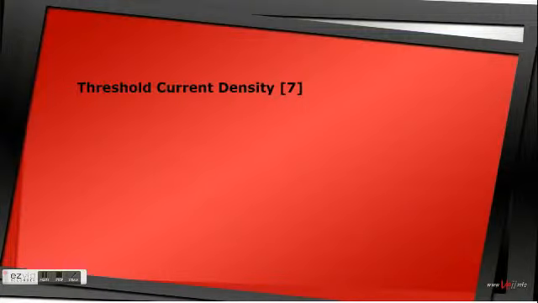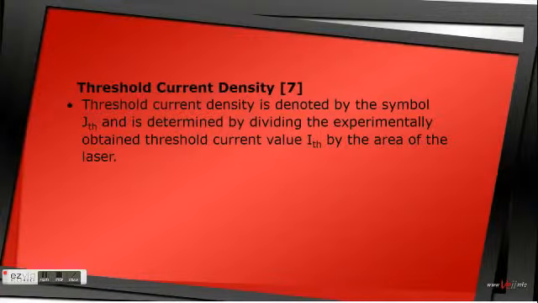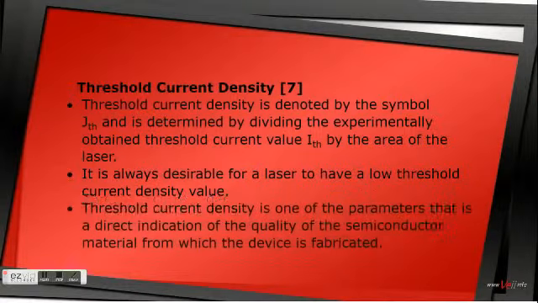Threshold current density. 1. Threshold current density is denoted by the symbol Jth and is determined by dividing the experimentally obtained threshold current value Ith by the area of the laser. 2. It is always desirable for a laser to have a low threshold current density value. 3. Threshold current density is one of the parameters that is a direct indication of the quality of the semiconductor material from which the device is fabricated.